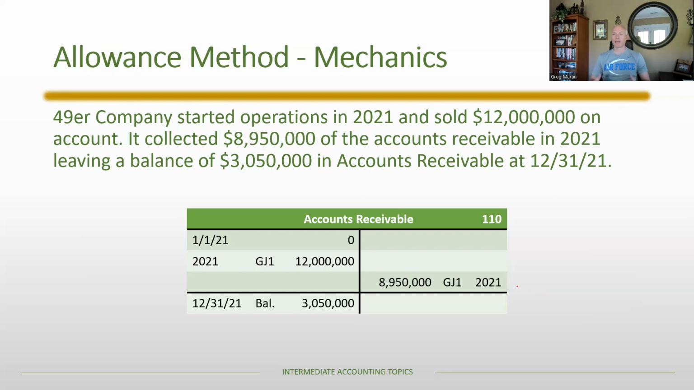And so what ends up happening at the end of the year on 12/31/2021, the balance in our receivable is $3,050,000. So this is what's going on within that receivables account. And this T account just illustrates the dynamics of what was going on.